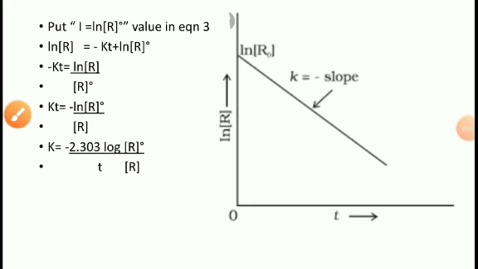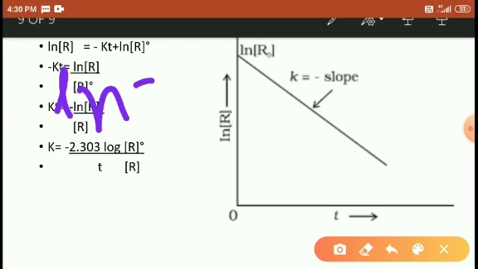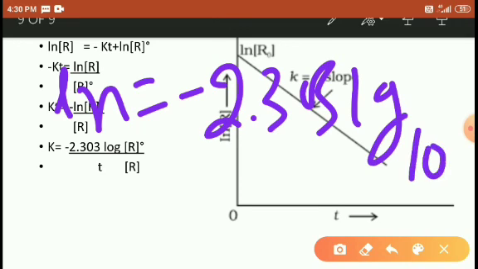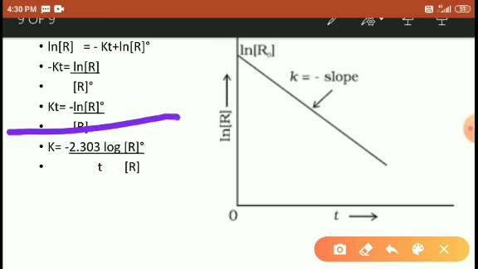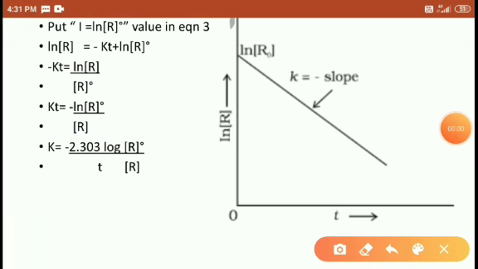So here the natural log, students, natural log ln is equal to 2.303 log to the base 10. So that's why I'm using this value: k is equal to 2.303 log of R naught by R, whole divided by t. Right? Look at the graph here, students.